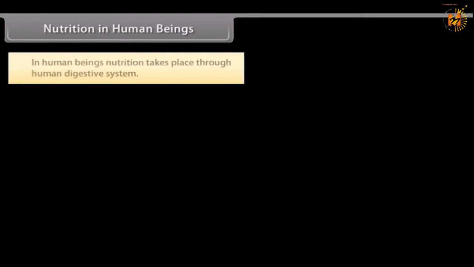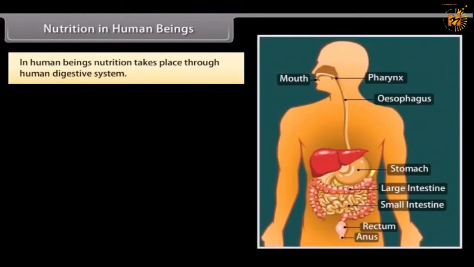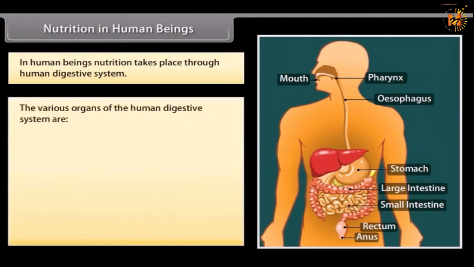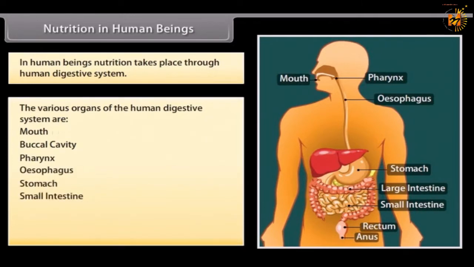Nutrition in human beings. In human beings, nutrition takes place through the human digestive system. The various organs of the human digestive system are mouth, buccal cavity, pharynx, esophagus, stomach, small intestine, large intestine, rectum, anus.